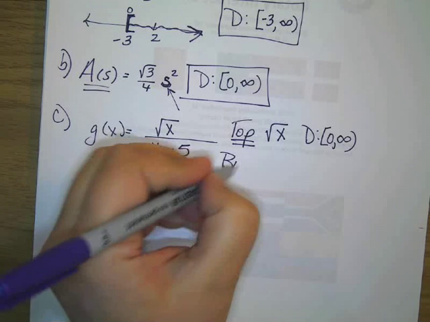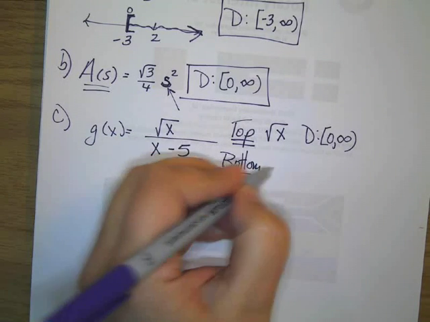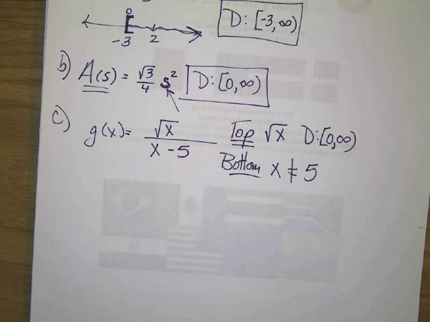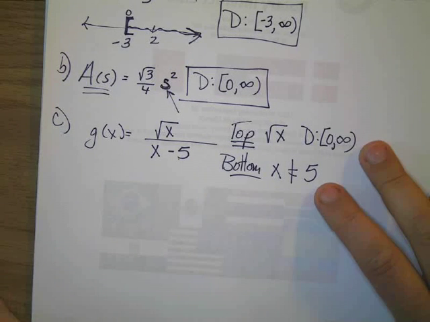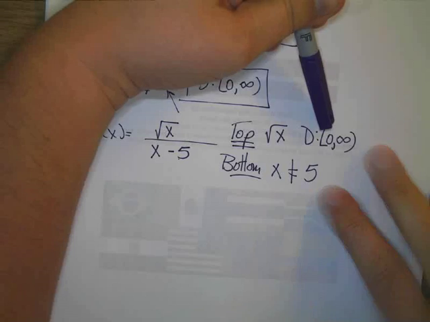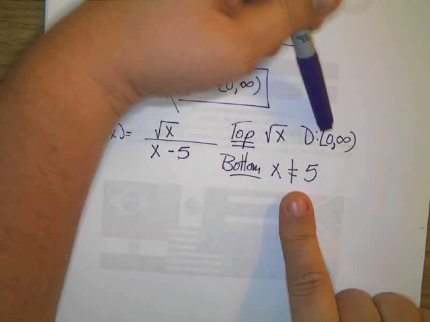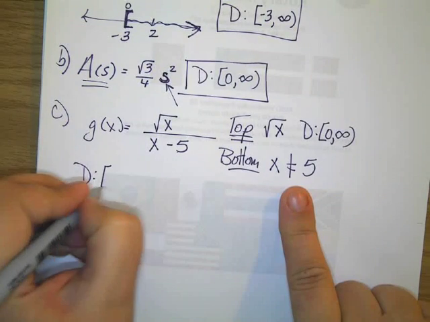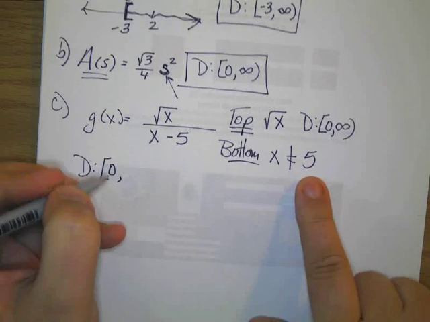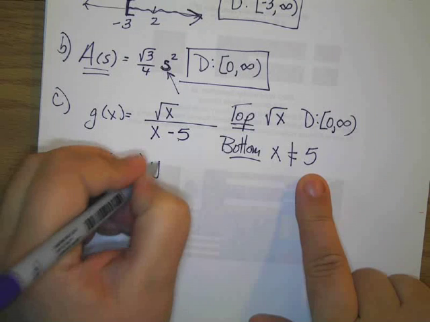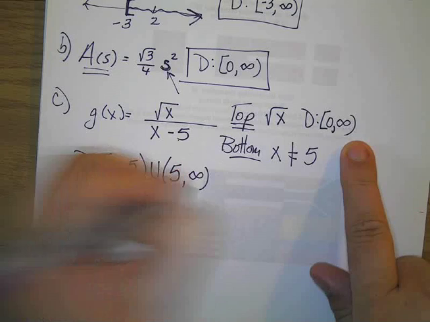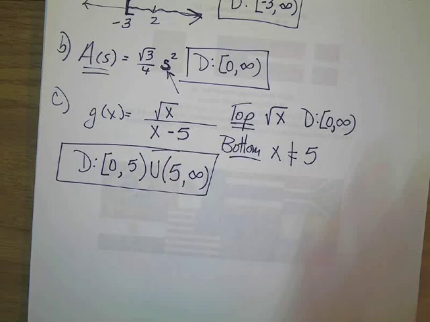Now the bottom, instead of saying what we're allowed, what are we not? What can x not be? 5. X cannot be 5. Because otherwise we'd have a 0 in there, right? So what we have to do is make these two work together. So for the bottom, I can have everything but 5, but the top is telling me I have to start at 0. So the total domain is we're going to start at 0 and we're going to go all the way up until 5. We don't get it, we jump it, and then we start again on the other side of 5 and go to infinity. That's your domain.